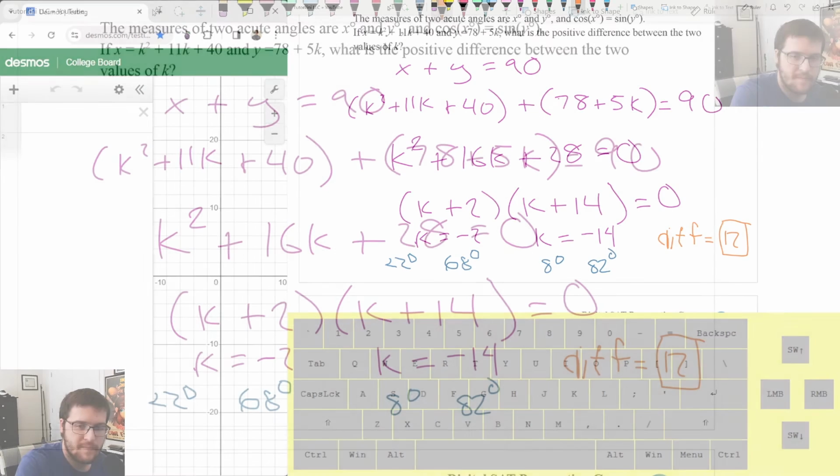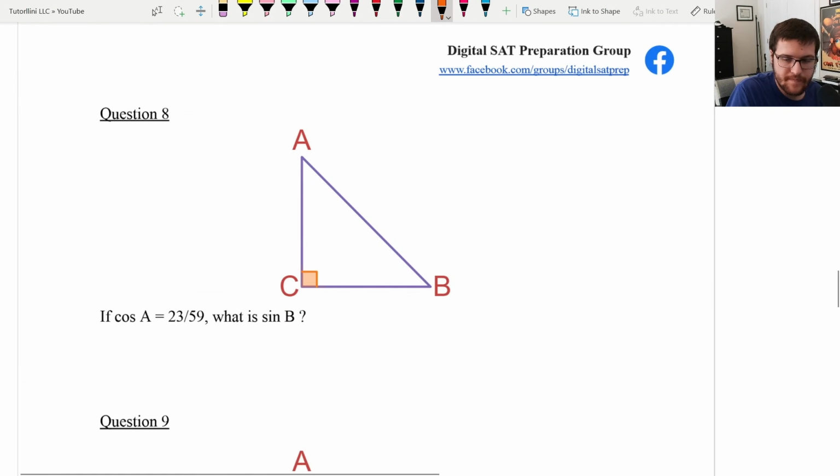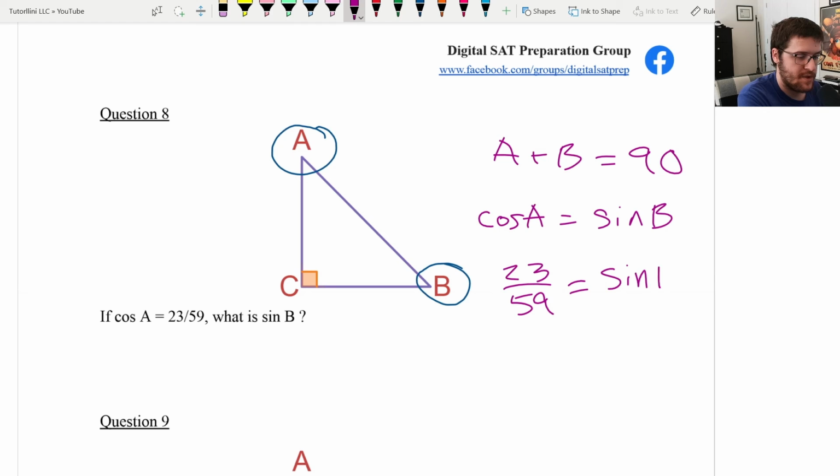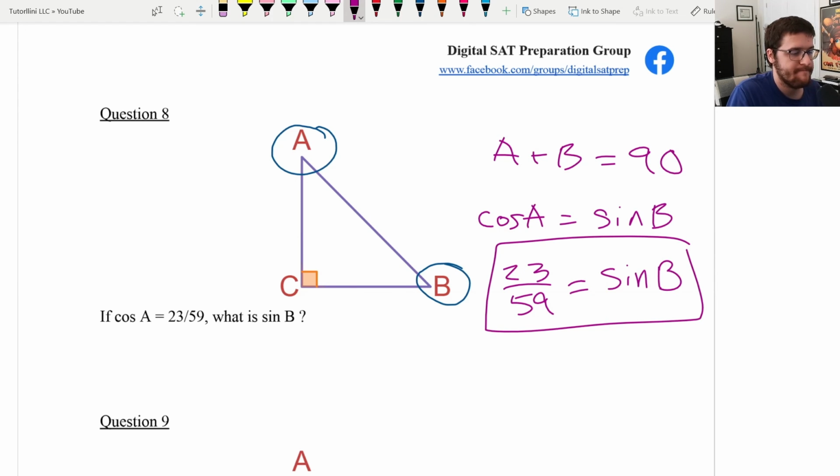Let's come back over here. Okay, these are the acute angles of a right triangle. So they are complementary. So by property 2, that means that the sine of one angle is equal to the cosine of the other. So cosine of A is equal to sine of B. And if cosine of A is equal to 23 over 59, then sine of B must also be equal to 23 over 59. Great.